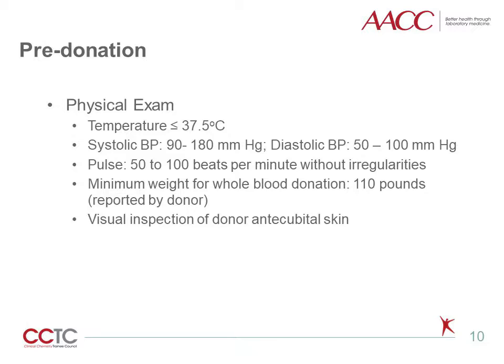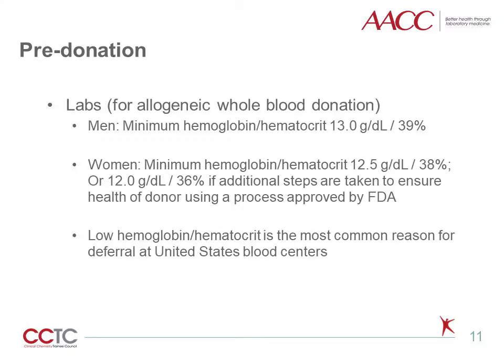And of course, there is also a visual inspection of the donor antecubital skin to assess for any stigmata of intravenous drug use. And finally, the donor's hemoglobin or hematocrit is tested. This can either be a capillary point-of-care test or venous blood. Most blood centers use a point-of-care fingerstick sample. Of note, an earlobe puncture is not acceptable for hemoglobin or hematocrit determination.